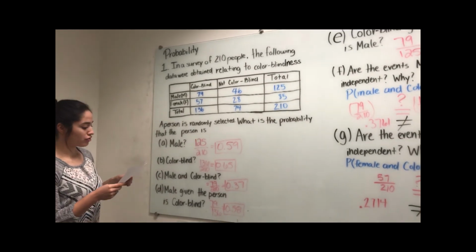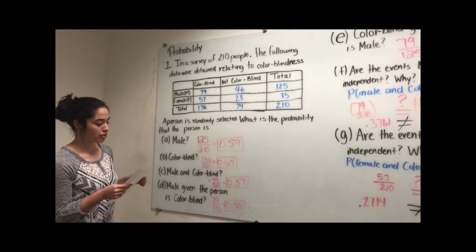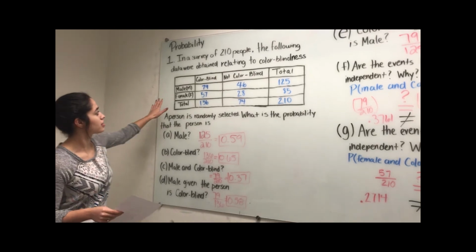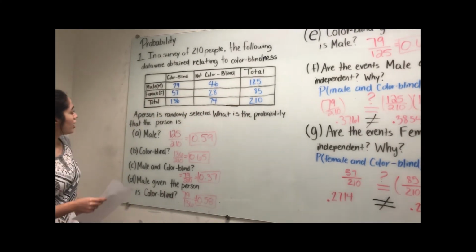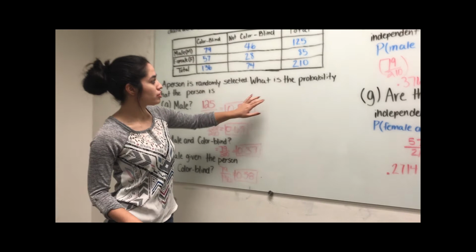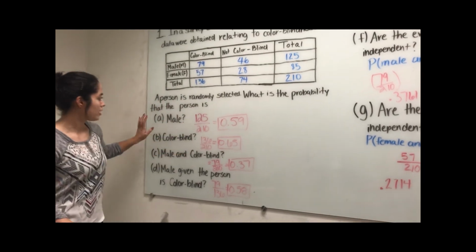In a survey of 210 people, the following data were obtained relating gender to color blindness, and that's going to be right here for you guys. A person is randomly selected. What is the probability that the person is A, male?